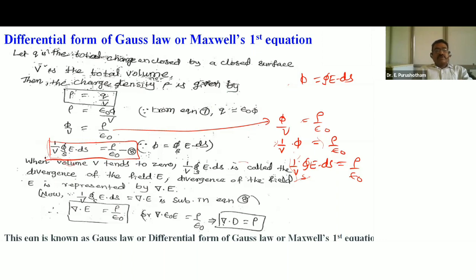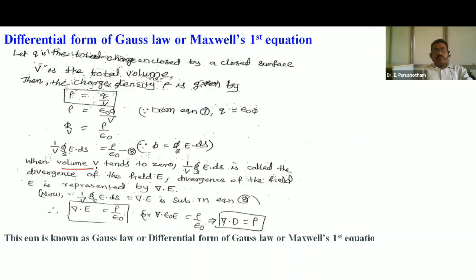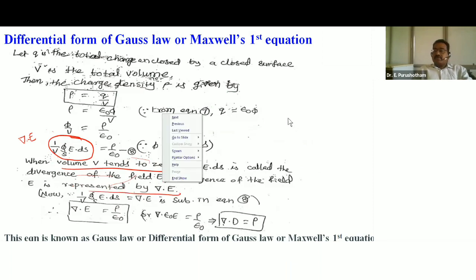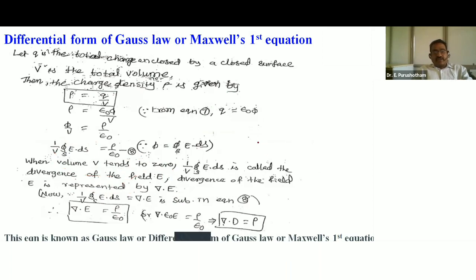Clearly you can see in this formula, when volume V tends to 0, this term is called divergence of E, del dot E. You remember, when volume V tends to 0, 1 by V times the surface integral of E dot ds is called divergence of E. It is represented by del dot E. What I am saying is, if V, the total volume of the closed surface, tends to 0, then 1 by V surface integral of E dot ds is called the divergence of field E, represented by del dot E.